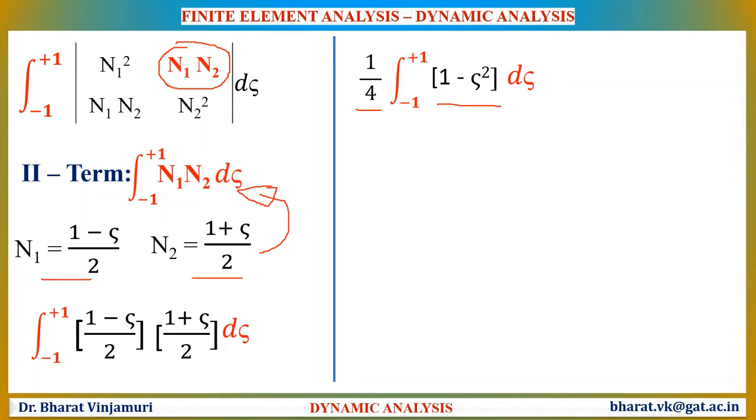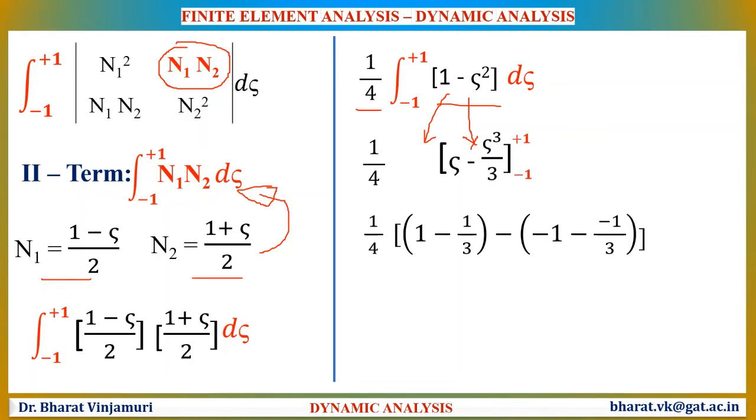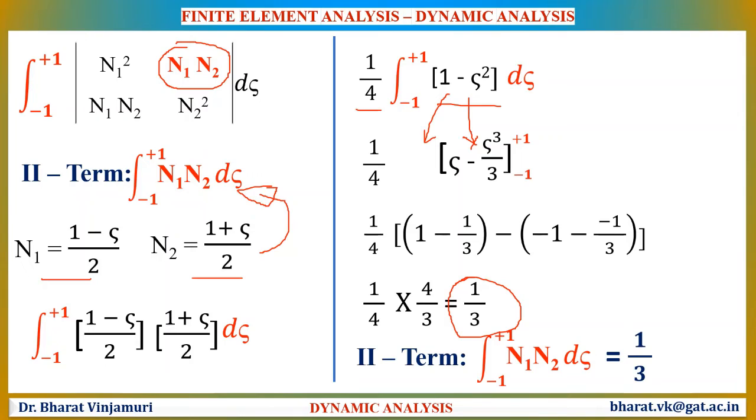Integrating the value of 1 minus zeta square within the limits -1 to +1: integral of 1 is zeta and integral of zeta square is zeta cube by 3. Thus, substituting the limits -1 to +1 will end up in the value of the second term being equal to 1 by 3. Thus, the value of the second term will be 1 by 3, which can be substituted in this place.